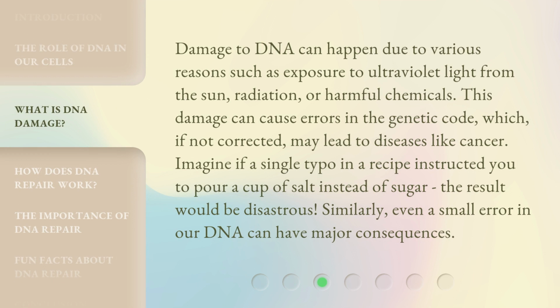Damage to DNA can happen due to various reasons such as exposure to ultraviolet light from the sun, radiation, or harmful chemicals. This damage can cause errors in the genetic code, which, if not corrected, may lead to diseases like cancer. Imagine if a single typo in a recipe instructed you to pour a cup of salt instead of sugar. The result would be disastrous. Similarly, even a small error in our DNA can have major consequences.